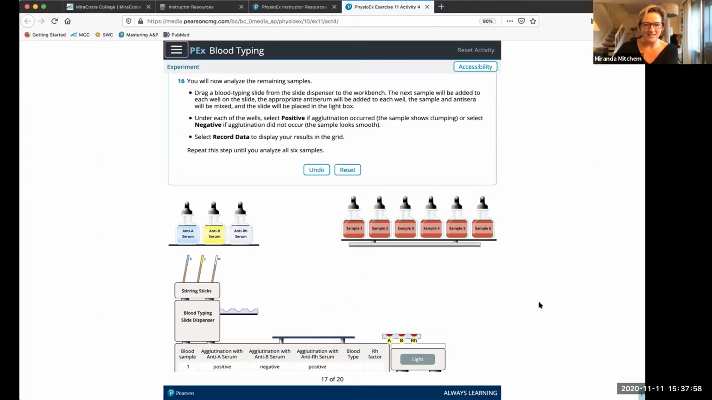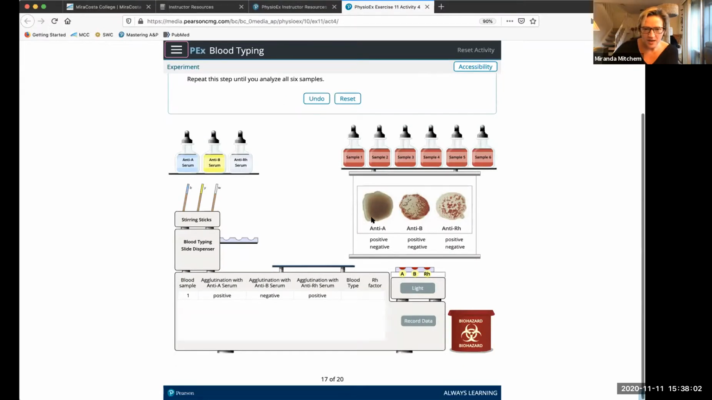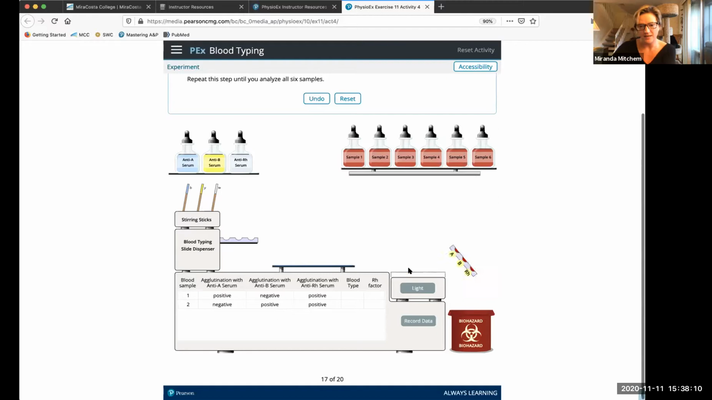Okay, let's record our data. So anti-A is negative, this is positive and this is positive. We're going to record our data. Move on to sample 3. Whoops. Of course, it would help if I got the plate. There we go.